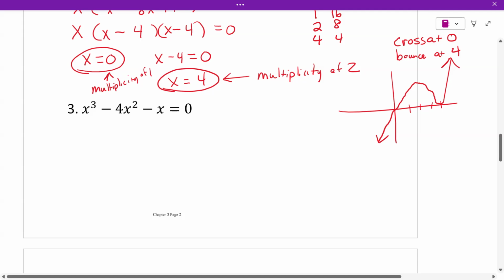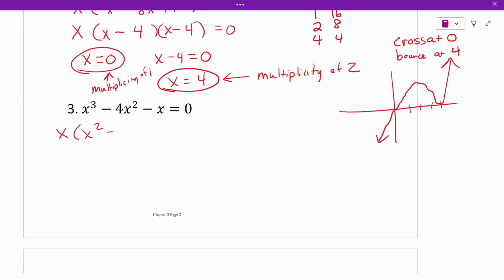What do we do on number 3? What's first? Take an x out. And it's x squared minus 4x minus 1. Okay. Does this factor? And the answer is no, it doesn't factor. So how in the heck am I going to find my roots? If it doesn't factor, we use the quadratic formula. We could do complete the square, but you guys don't like to do that very much. So let's do the quadratic formula.